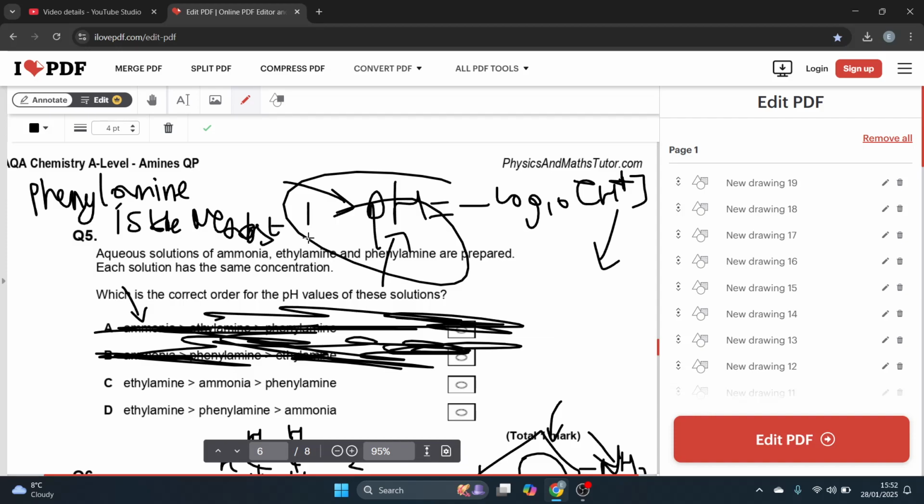Now what does that mean? Well, it's not going to accept a lot of H pluses, and therefore what happens to pH? Therefore pH would increase, it would go up. So phenylamine is going to be the one with the highest pH value, since it's the weakest base. So therefore the answer will be C.